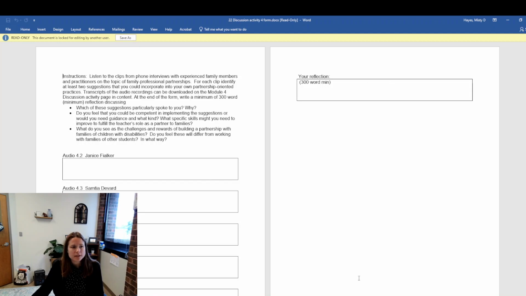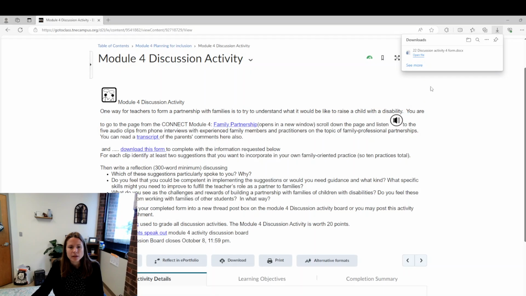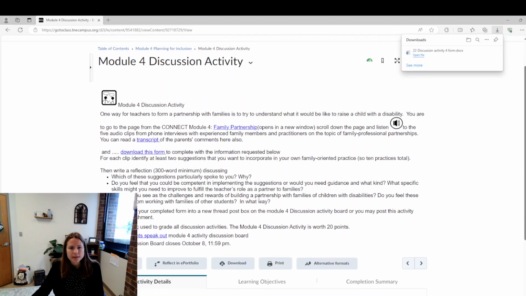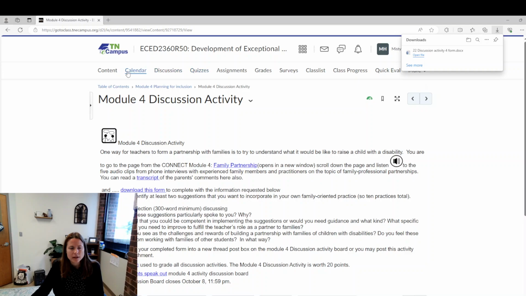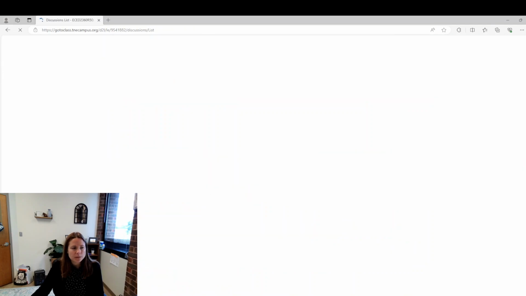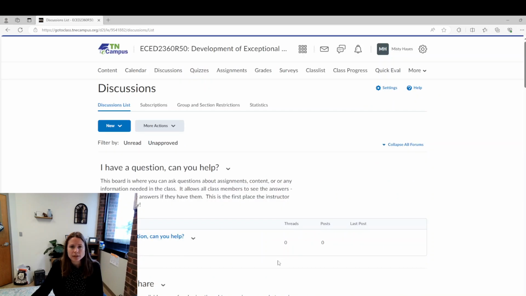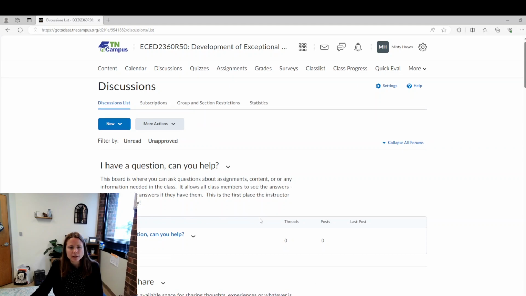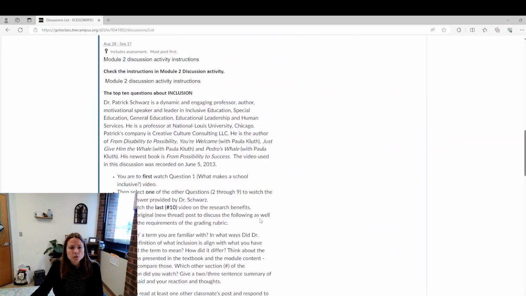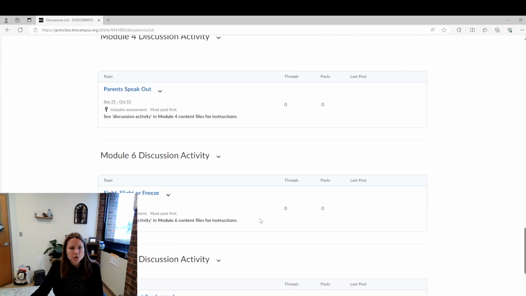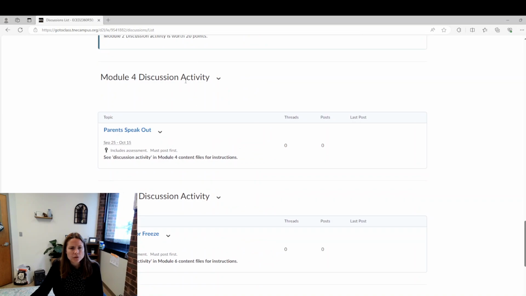Okay, so once you get done with this, you are going to submit it under discussions. So if you go to discussions, once you complete that document, you should be able to type directly into it. Do not create a new document. So once you open the document, you should be able to hit enable editing, and you can type your answers directly in there. So to submit your discussion, you will just click on Module 4 Discussion Activity, Parents Speak Out.